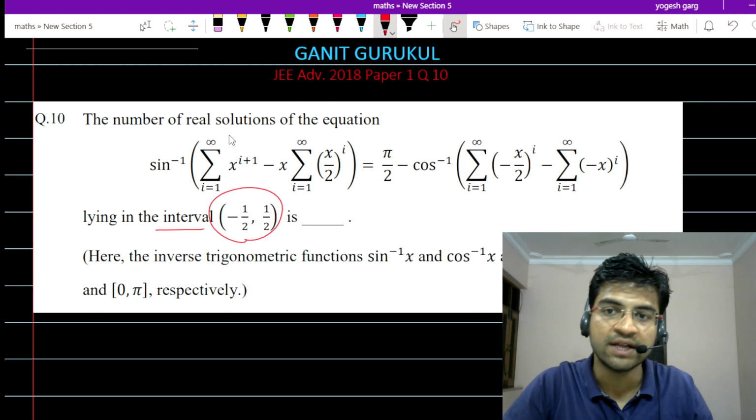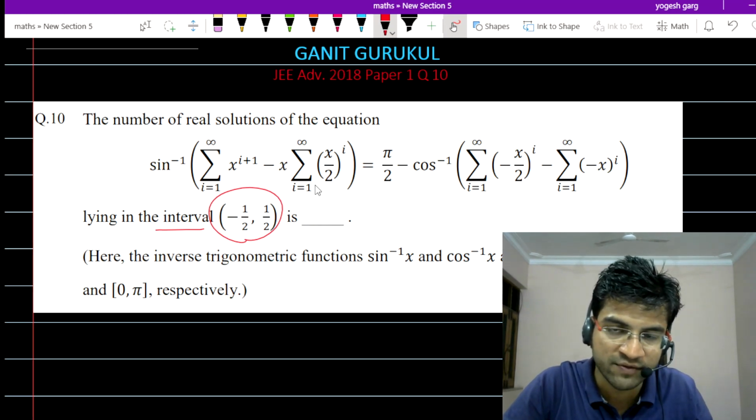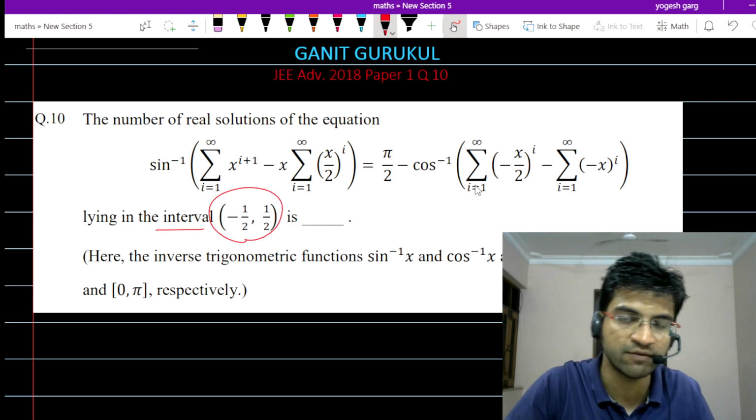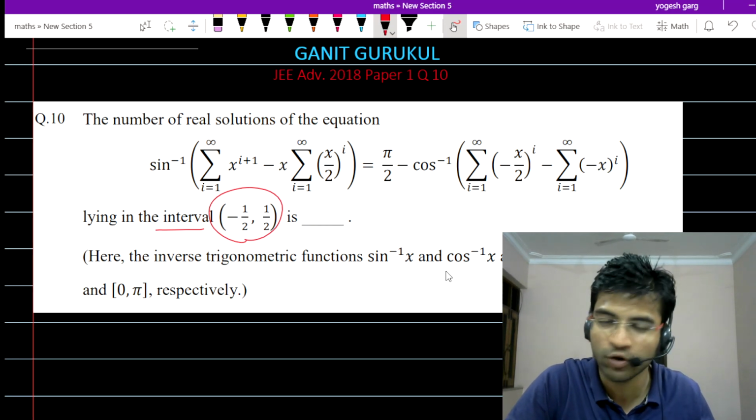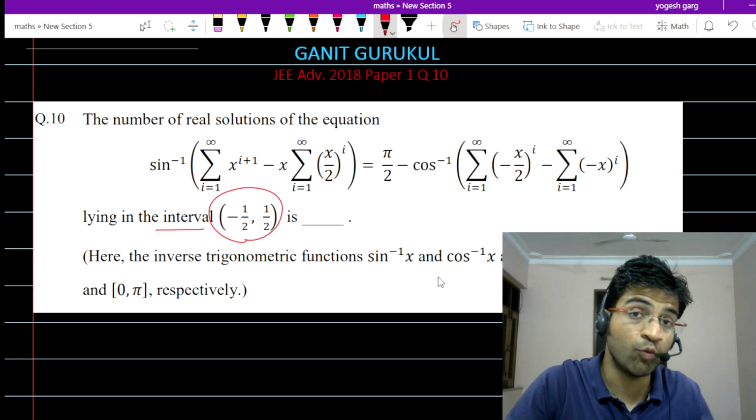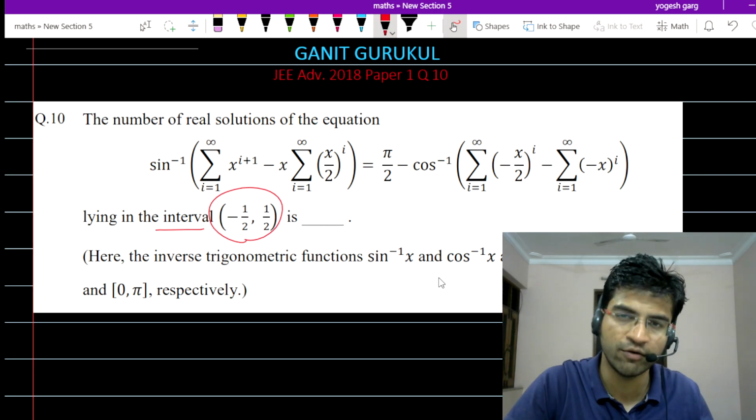What we have to see is that whatsoever we have inside of sine inverse and whatsoever we have inside of cos inverse, it should be between minus 1 and 1, right? Here the inverse trigonometric functions sine inverse x and cos inverse x assume values in minus pi by 2 to pi by 2 and 0 to pi. We all know this, right? So fine. Now what we have to see, it's a very interesting thing over here.